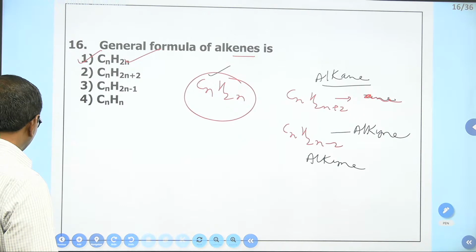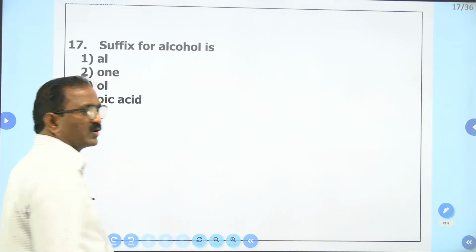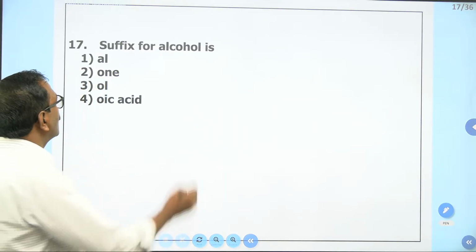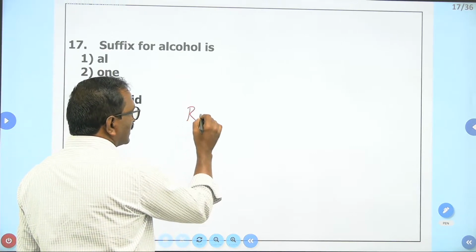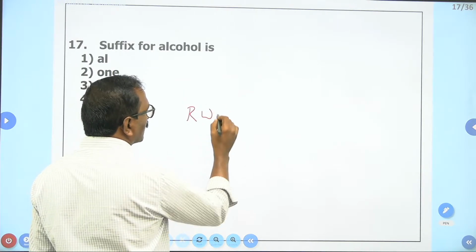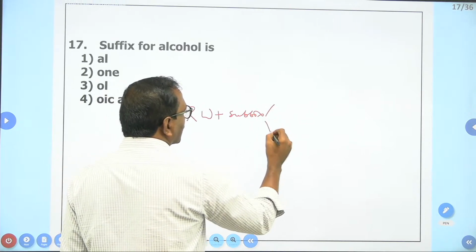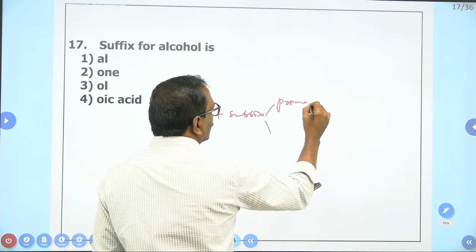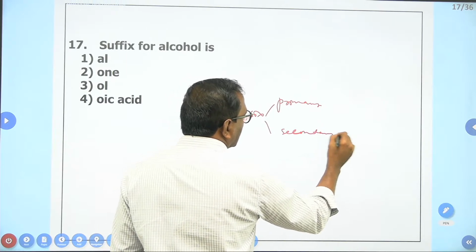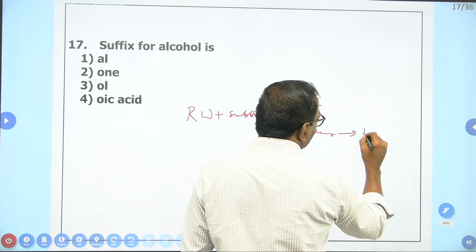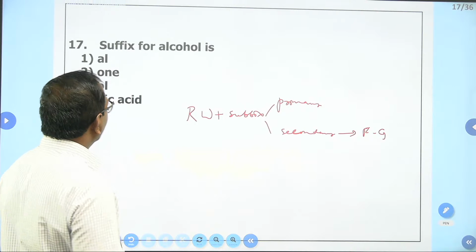Okay, next question. Suffix for alcohol. See now here, the end of the compound, the suffix, is nothing but the suffix for alcohol. Alcohol is one of the functional groups. While writing the IUPAC name, first the root word is written, then the suffix part. In the suffix, two parts are there: one primary suffix and one secondary suffix. The secondary suffix is related to the functional group.